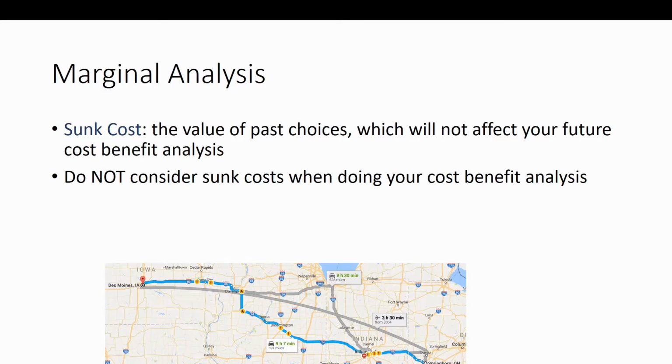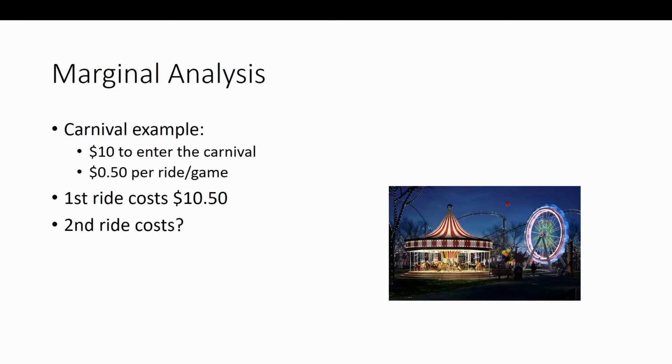So let's go ahead and take a look at a marginal analysis example. Let's assume you're going to a carnival and it's $10 to enter the carnival, and then it's 50 cents per ride or game that you want to play at the carnival. So if we're going to analyze this like an economist using marginal analysis, the first ride at the carnival is going to cost us $10.50. It's $10 to enter the carnival and then 50 cents to actually ride the ride. So put those two together. That's the cost of your first ride.